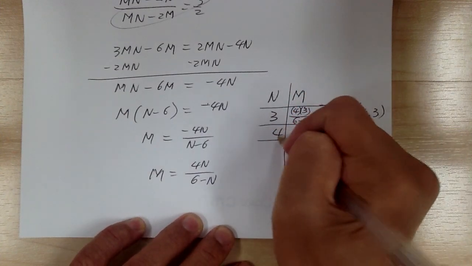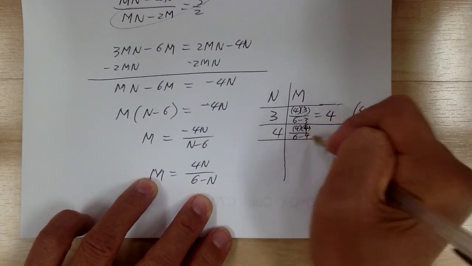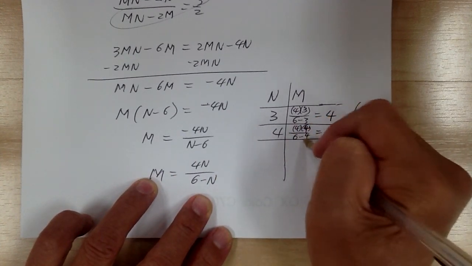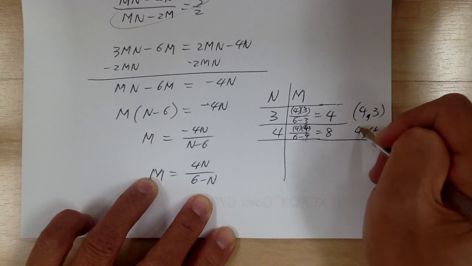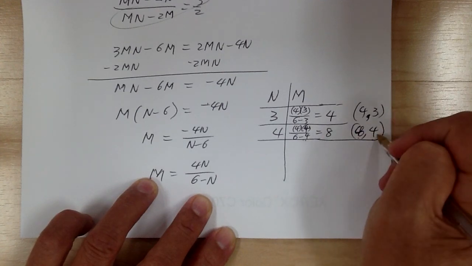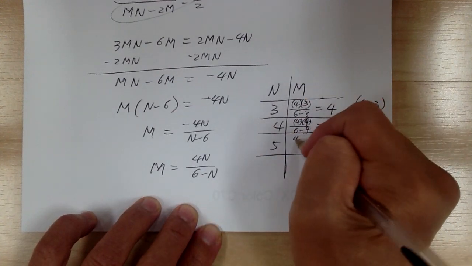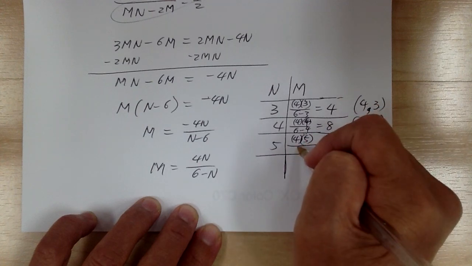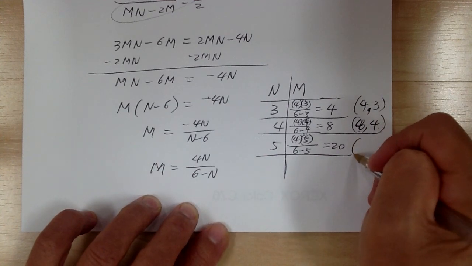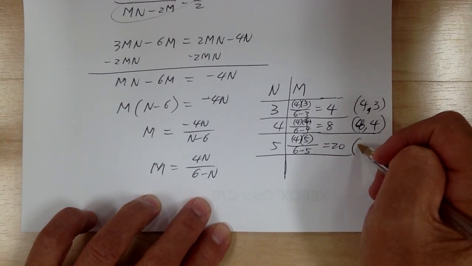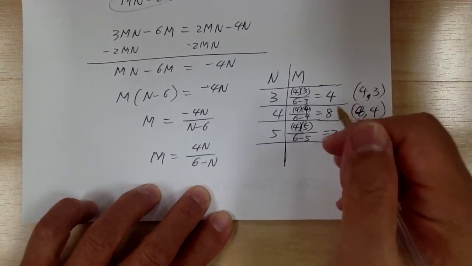Okay, when n equals 4, you get 4 times 4 over 6 minus 4. So this will equal 2. So 16 divided by 2 gives you 8. So you're going to get the octagon and the square. And then if you go 5, so you got 4 times 5 over 6 minus 5. So this will equal 20. And so this would be the icosagon. So 20 and the 5, the pentagon. So you got 3 possibilities. So the answer would be 3.